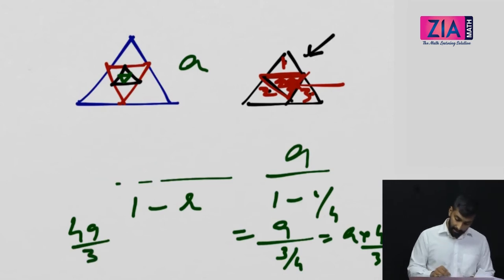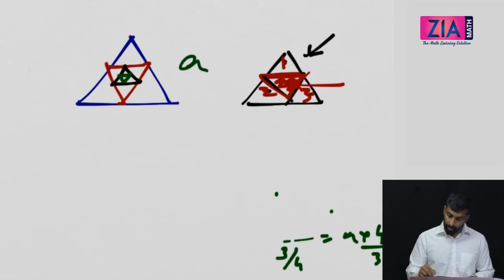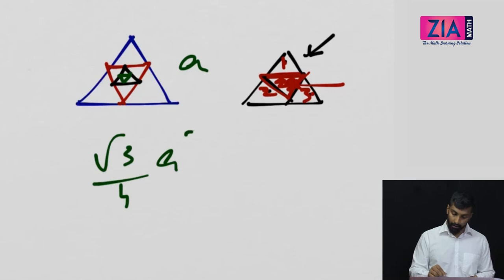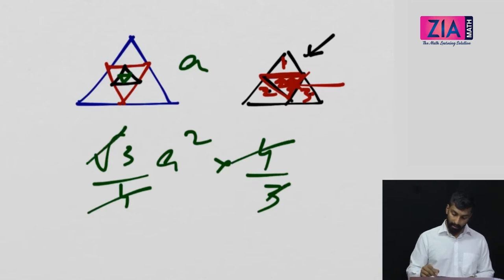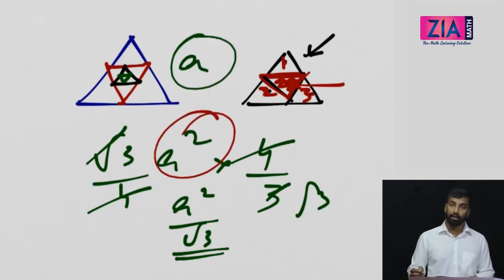Now, rather than giving A as area, if you are given A as a side, you know how to find the area of an equilateral triangle, right? Root 3 by 4 A square. Once you get the area, what is the answer? 4 by 3, this got cancelled and this becomes root 3. That is nothing but A square by root 3. So what is this A? A is a side now. So if the side is given, take the square of it and divide by root 3. Now from the options you can pick it faster.